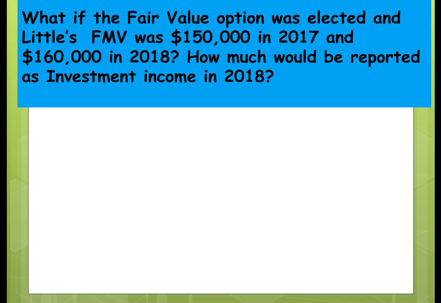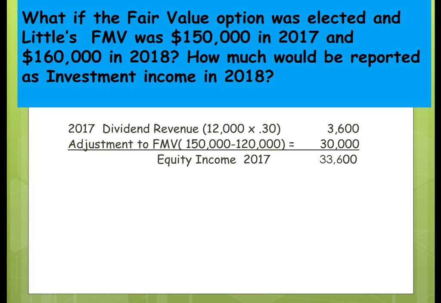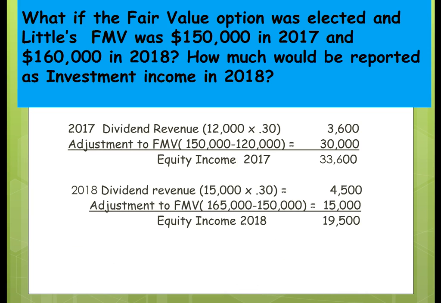So, how much would we report as investment income? Remember, here's the difference. We're going to record dividend income, but we're also going to record our adjustment to fair market value. So for 2017, it would be 33.6. We're going to do the same thing in 2018, and that would show 19.5 for our income in 2018. Now, what would be the balance in our investment account if we elect the fair value option?